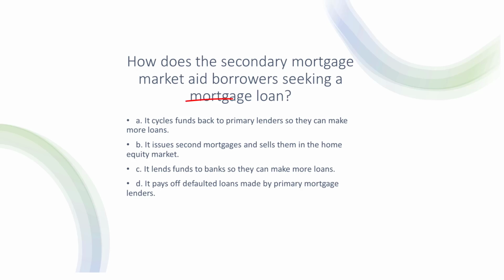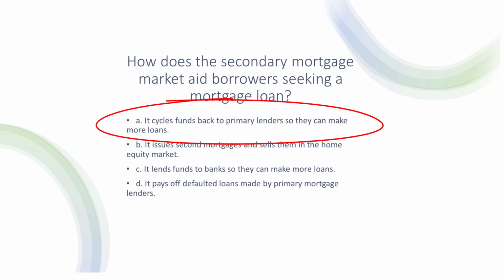Our answer is going to be A. It cycles funds back to primary lenders so they can make more loans. Secondary mortgage market organizations buy pools of mortgages from primary lenders and sell securities backed by these pooled mortgages to investors. By purchasing loans from primary lenders, the secondary market returns funds to the primary lenders, thereby enabling the primary lender to originate more loans. It also reduces the lender's risk, the ability to sell that mortgage. It would be a shame to have all your money lent out at 2.5% when the interest rate goes back to 6%. You'd like to have your money back so you can lend it out at a higher rate of interest.